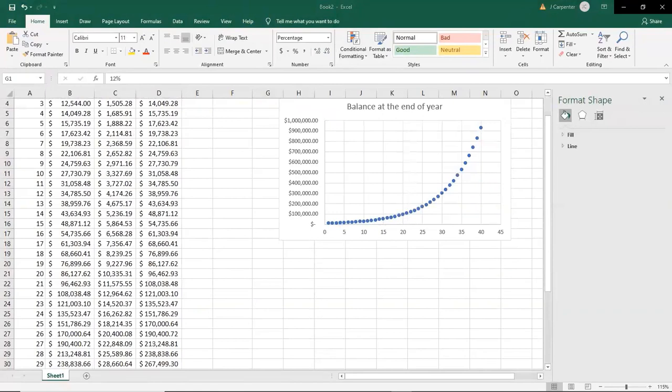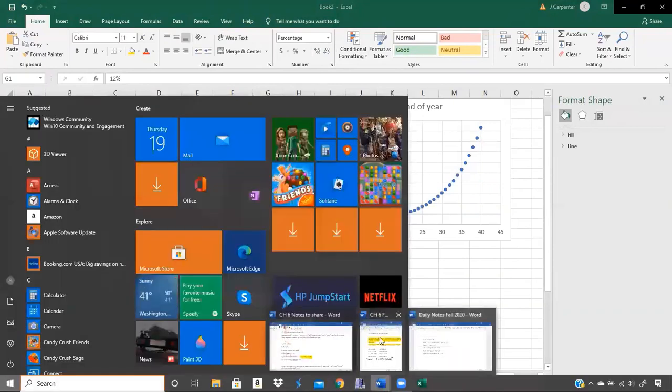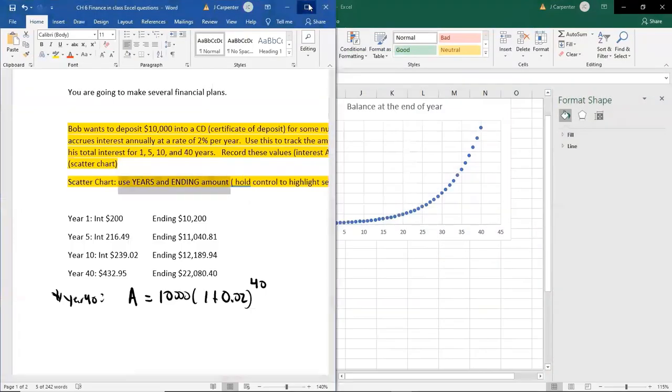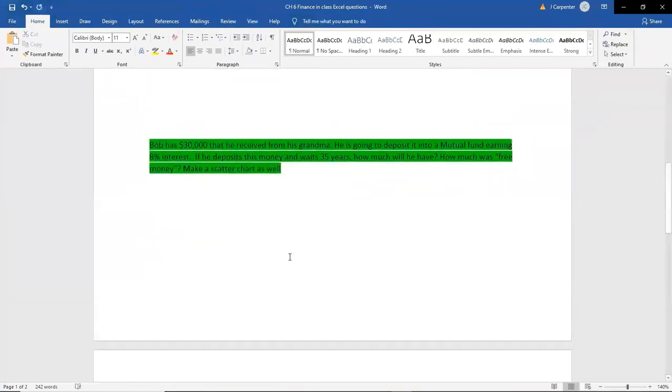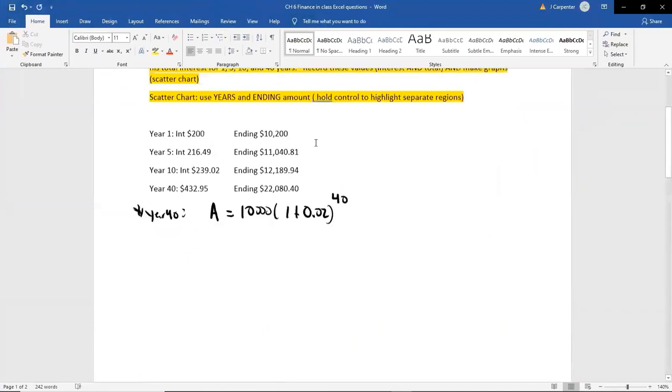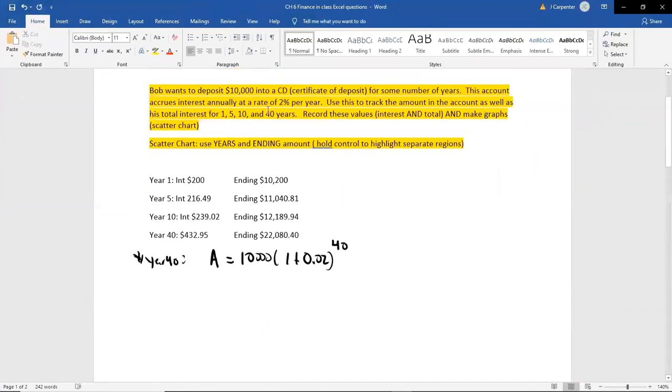All right, back to finance problems. Let's do the second one. So now Bob has... we saw that the initial problem of 2% interest rate, we gained about $12,000 for free. By the way, I meant to mention this, the total interest is always the ending balance minus the starting balance. And I mean the actual end, the last year's end.